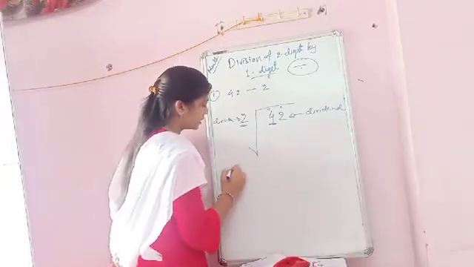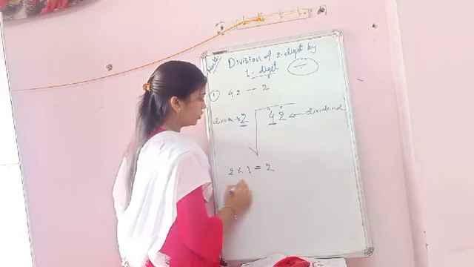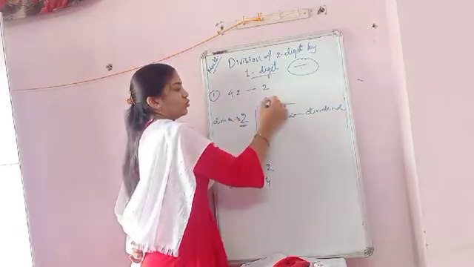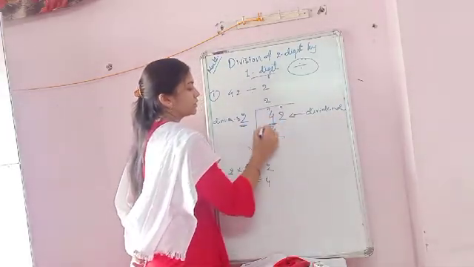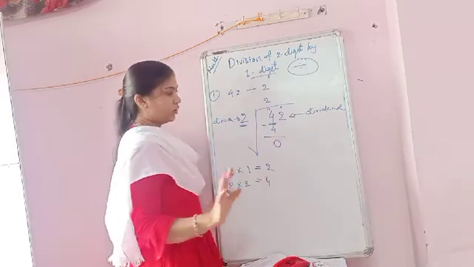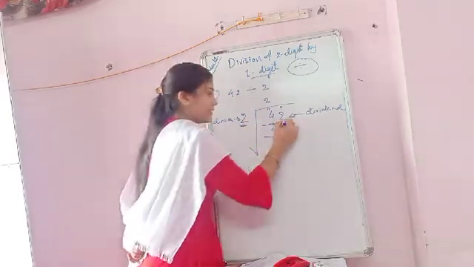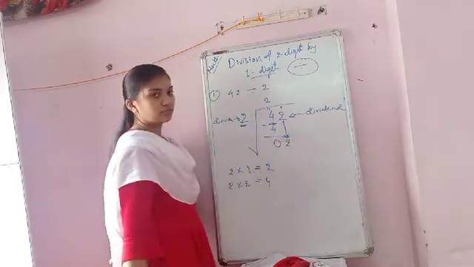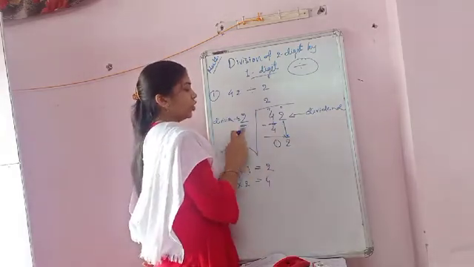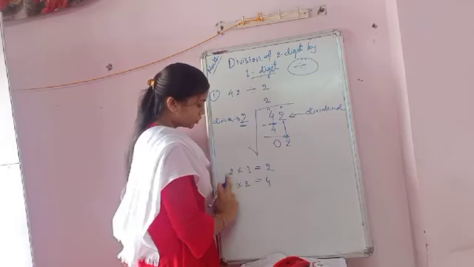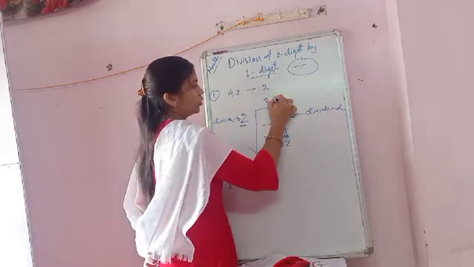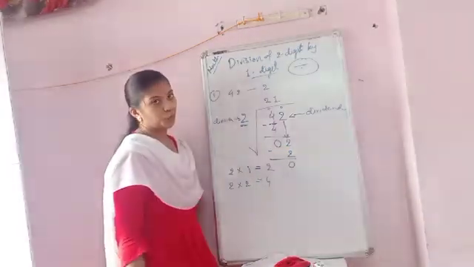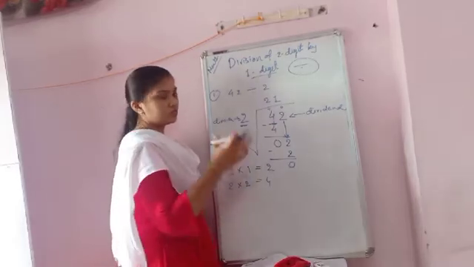Now writing the table of 2, 2 1s are 2, 2 2s are 4. ये रहा 2, ये रहा 4. 2 2s are 4 minus 0. हो गया one digit. Then we have to drop down the 2 below like this. Then start division. 2, here is also 2, so 2 1s are 2, subtraction 0. So this is the way to do the division.